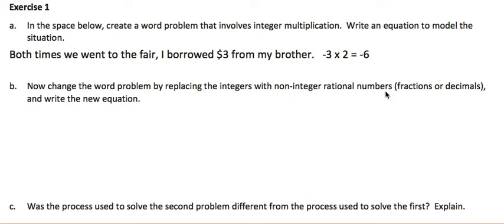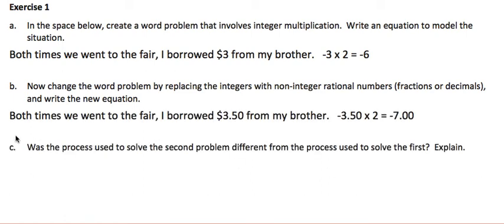Now we're going to change the word problem by replacing the integers with non-integer rational numbers, fractions or decimals, and write a new equation. So I'll take my $3 that I'm saying I borrowed from my brother, and I'll change it to $3.50. We're talking about money, so when we write a fraction or decimal, we should be writing money as a decimal.